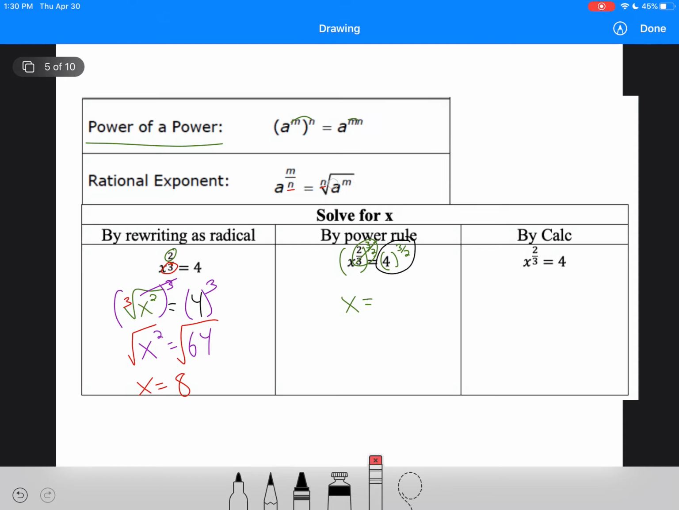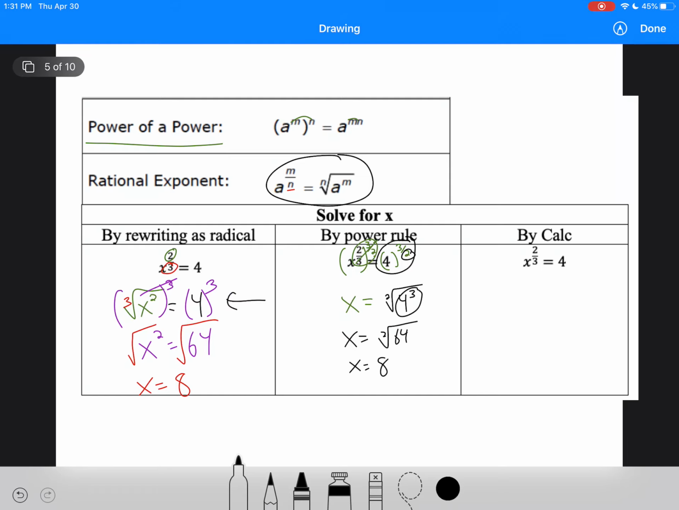And then this part right here, 4 to the power of 3 over 2, you can rewrite that as a radical using this. And then you would get the square root of 4 to the power of 3. This 2 goes right here. And then when you simplify that, it's a very similar process. 4 to the power of 3 would be 64. And you have the square root of 64, which is 8. So you can notice that similar things are happening here as over here. It's just you're raising it to the power on both sides.